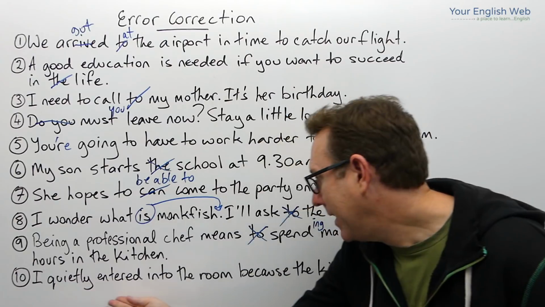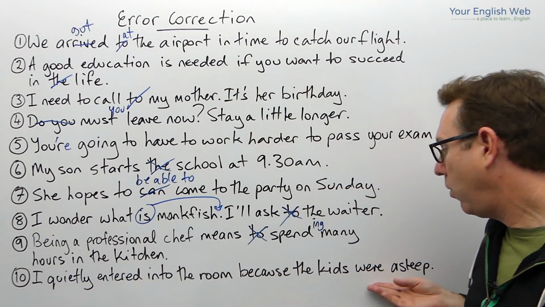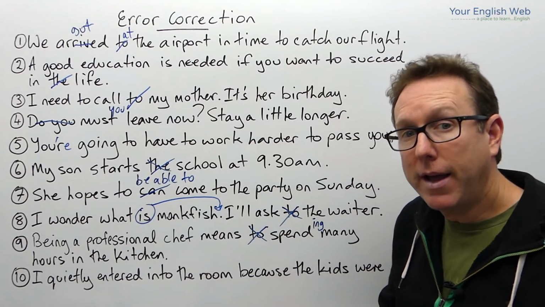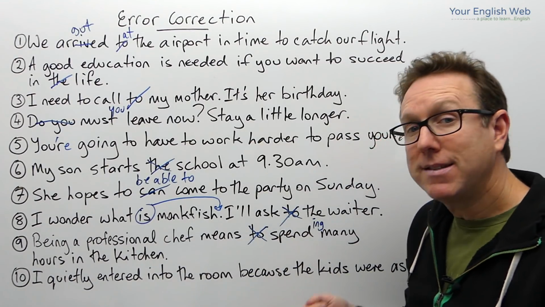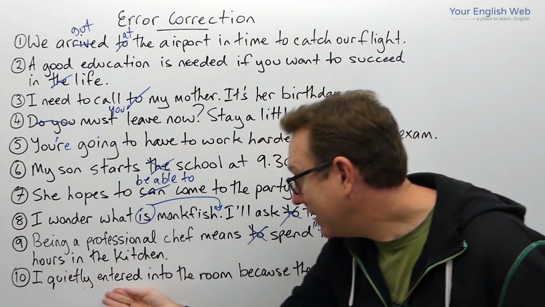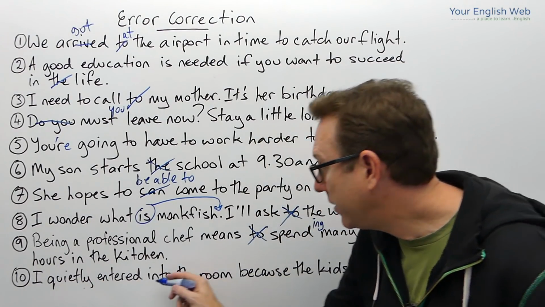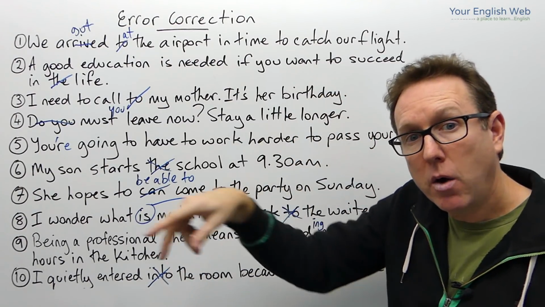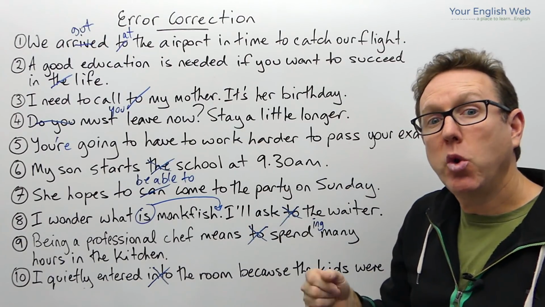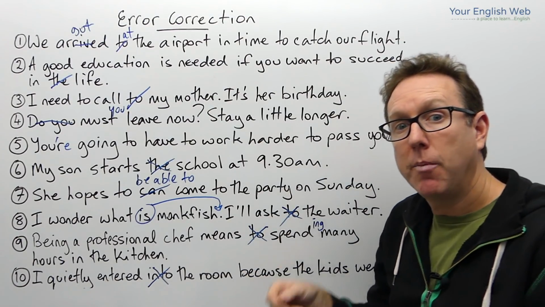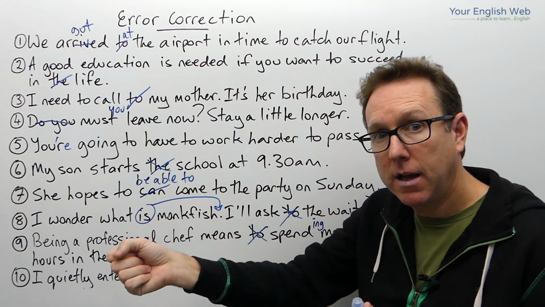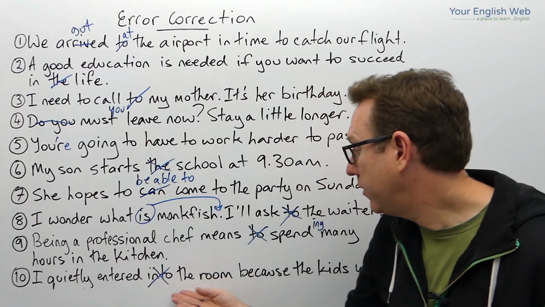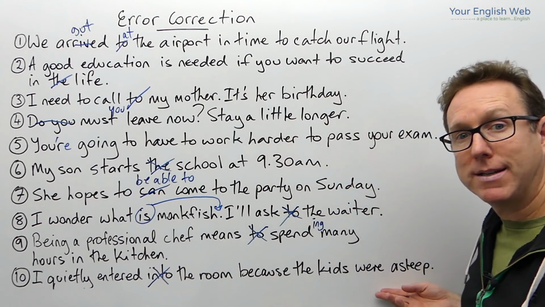I quietly entered into the room because the kids were asleep. Where's the error here? Well, the error is in this preposition because we don't need it. Because when you enter a room, there's no preposition. You enter into an argument, but when you physically enter a place, there's no preposition. So I quietly entered the room because the kids were asleep.